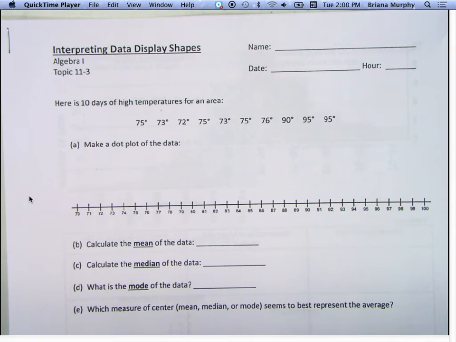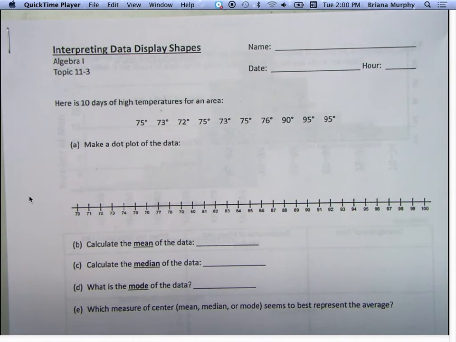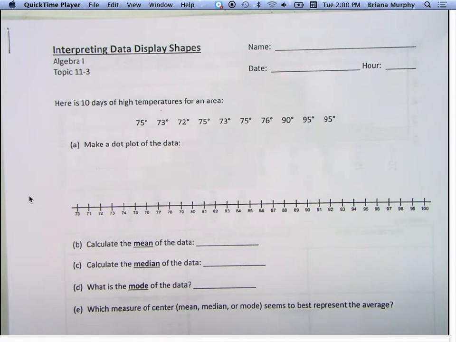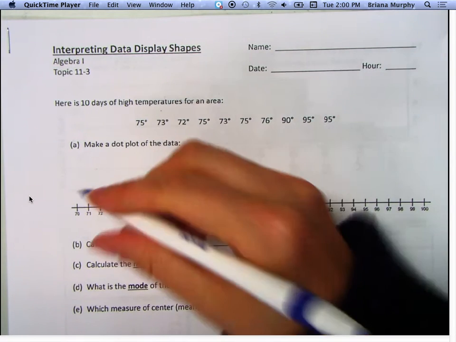We are looking at interpreting data displays. You should have this in front of you. Interpreting data displays. Okay. First thing we're going to do is what we've done a bunch of times. We're going to make a dot plot of the data. Okay? So we're going to put a dot at 75.